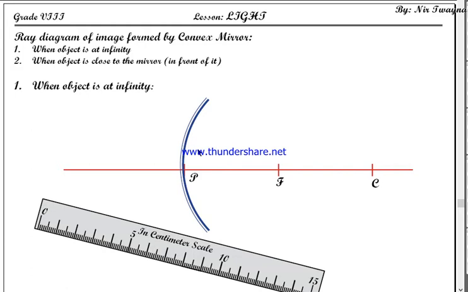So what if you put an object at C? Well, the object will be behind the mirror. Okay, and here there is no reflecting surface, so there is no image.